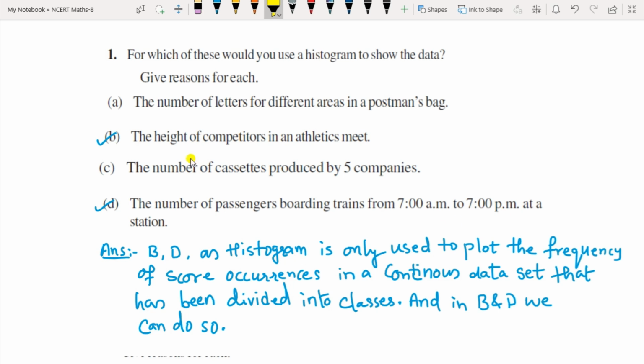So here B and D are the two pieces of information for which we can draw a histogram, because a histogram is used only to plot the frequency of score occurrences in a continuous data set that has been divided into classes, and therefore for B and D we can do so.